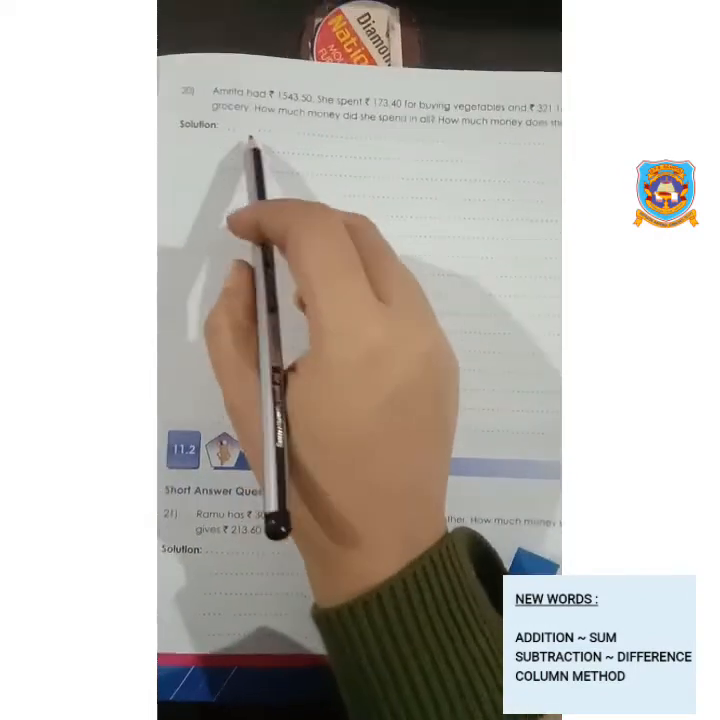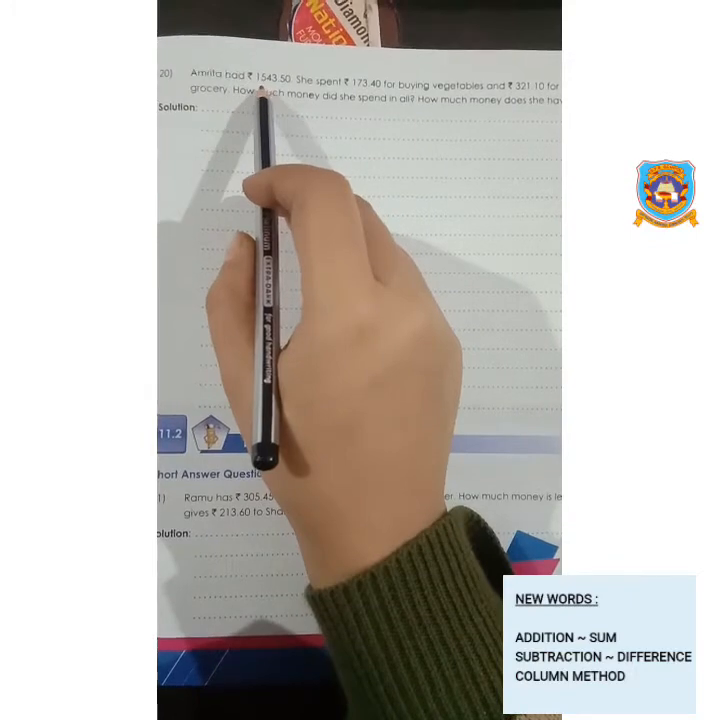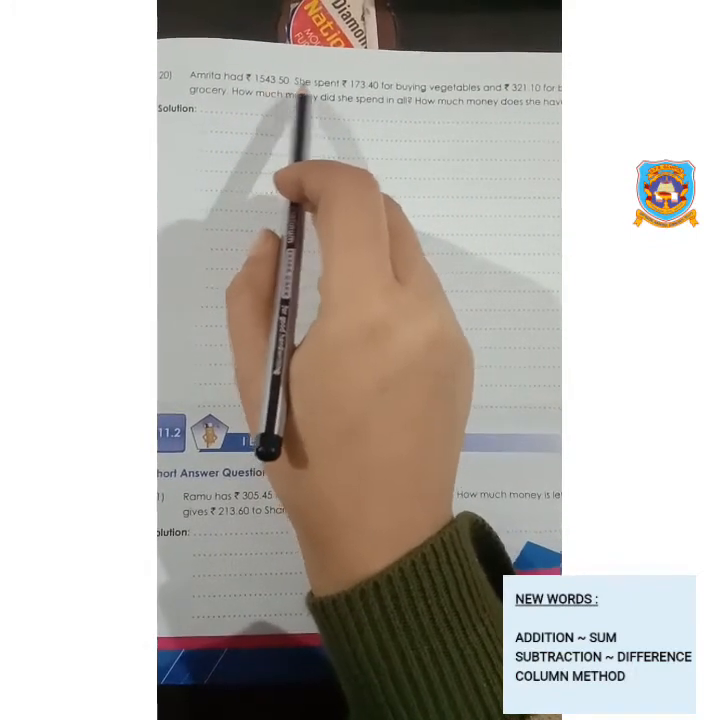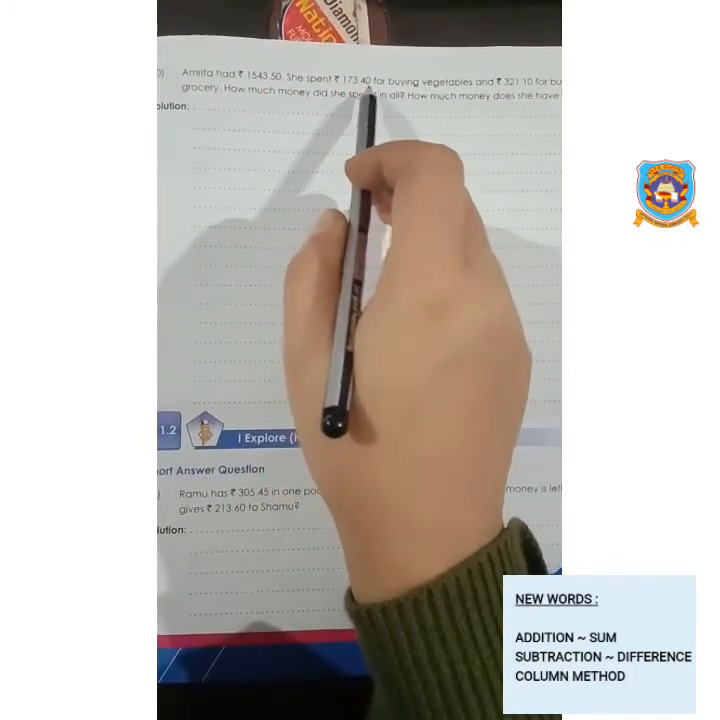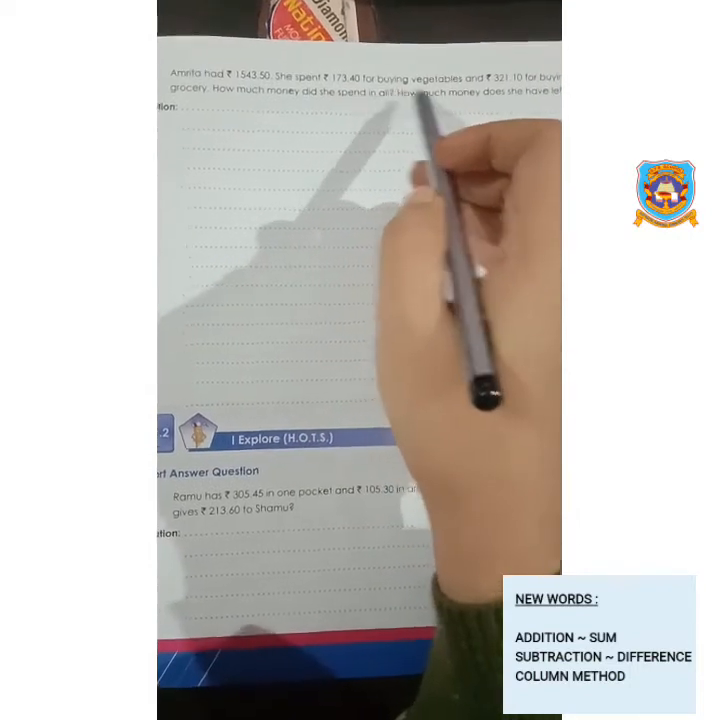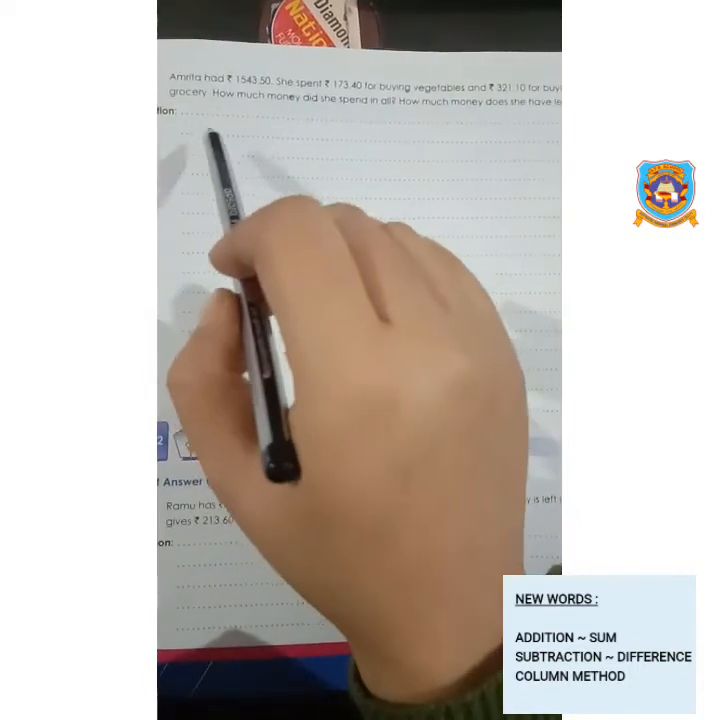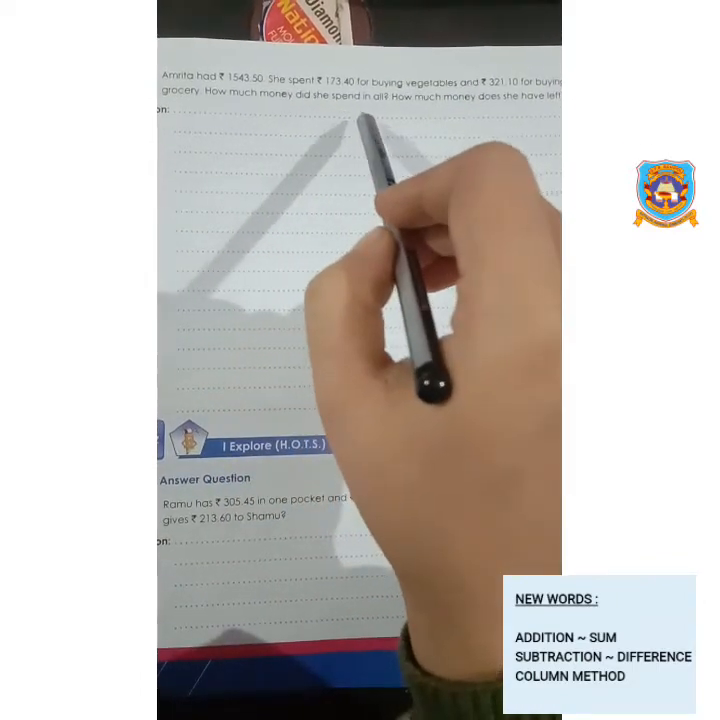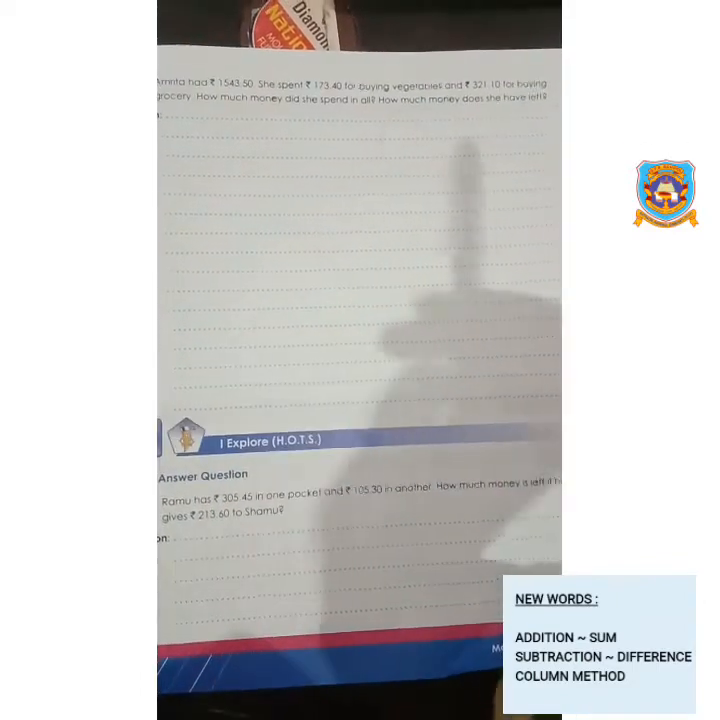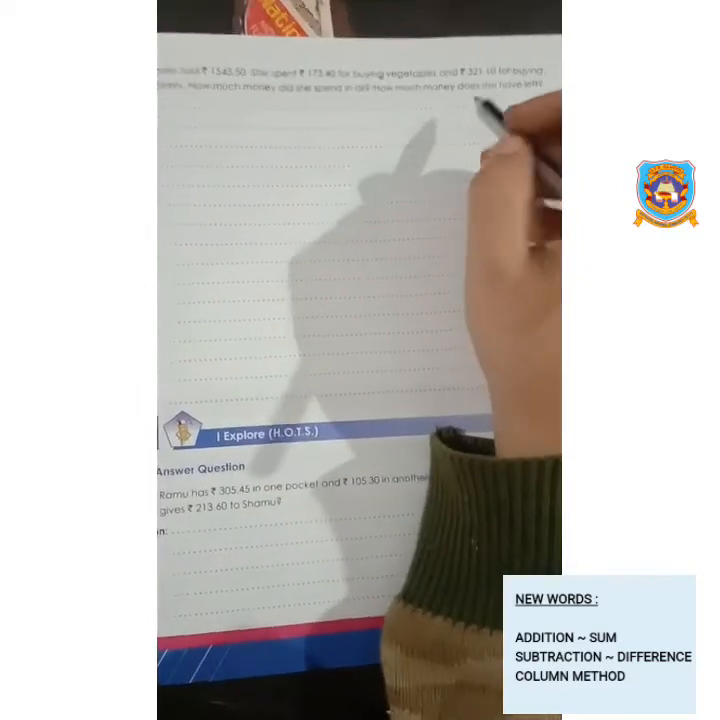Question number 20. Amrita had rupees 1543 and 50 paise. She spent rupees 173 and 40 paise for buying vegetables and rupees 321 and 10 paise for buying grocery. How much money did she spend in all? How much money does she have left?